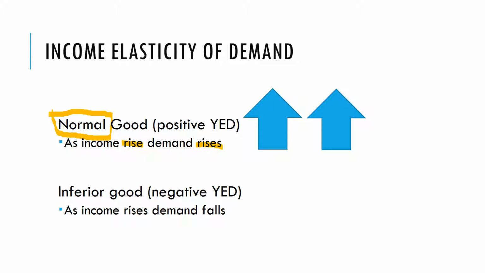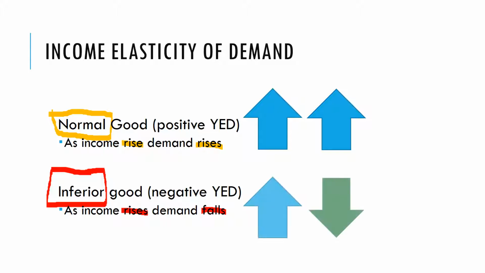Now sometimes you'll get some products where as income rises, demand actually falls. People buy less of it as they get richer. And we call these inferior goods. And you might think of some budget item in the supermarket. As people get wealthier, they tend to buy less of that. So here we've got things moving in different directions. And so the important thing to notice here is that our answer would be negative. So a negative income elasticity of demand means an inferior good, and a positive income elasticity of demand means a normal good.